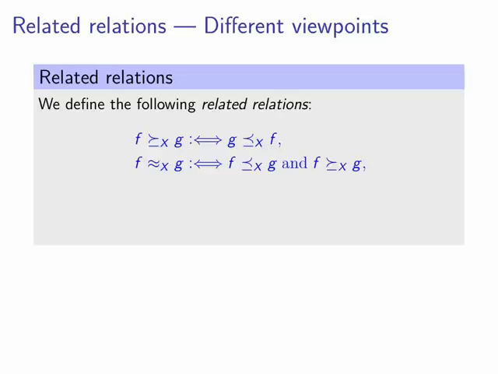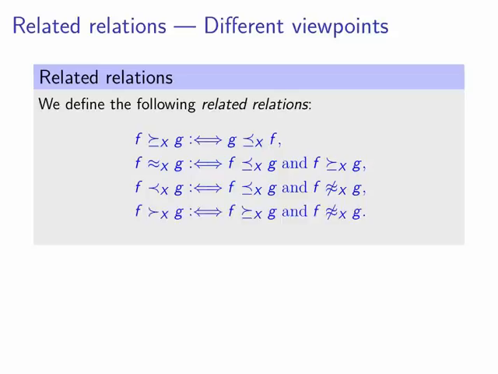F is equivalent to g if f is dominated by g and f dominates g. F is strictly dominated by g if f is dominated by g and f is not equivalent to g. F strictly dominates g if f dominates g and f is not equivalent to g.